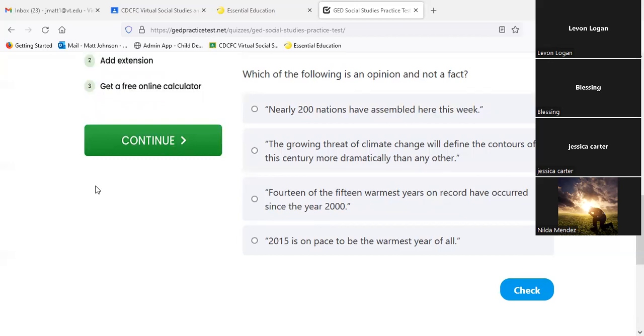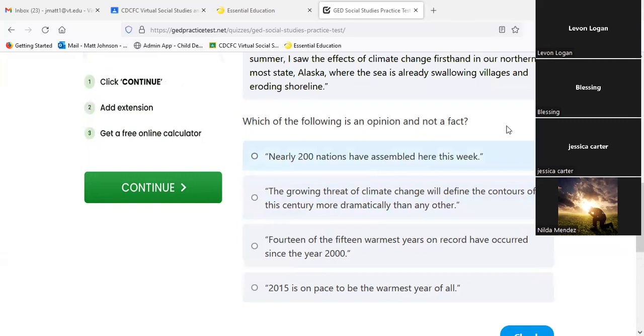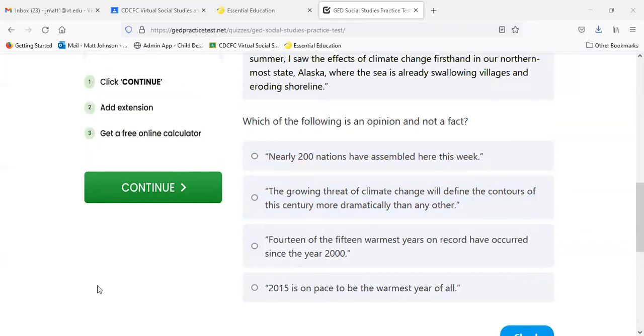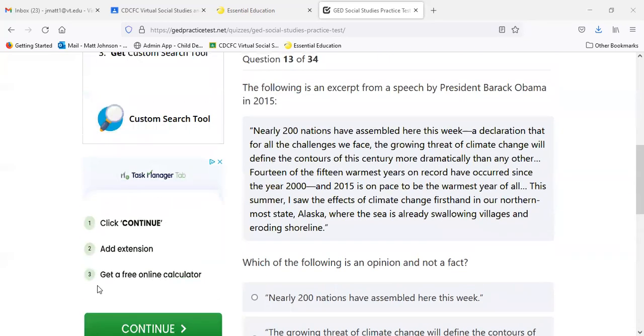Can I see the question again? Sure. So it's which of the following is an opinion and not a fact? And we have different pieces of information from the passage, the excerpt here, or do you want the question?